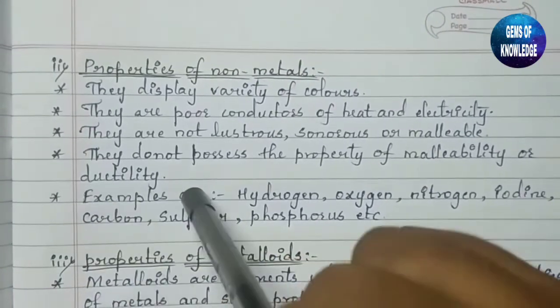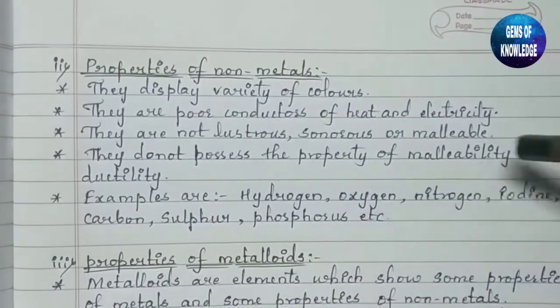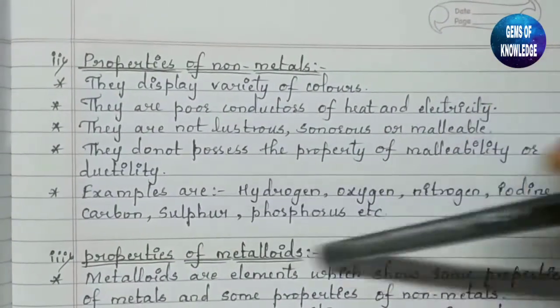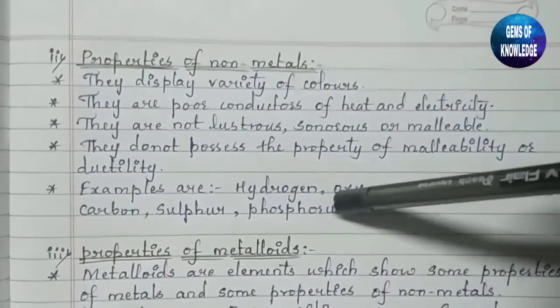Here the examples are hydrogen, oxygen, nitrogen, iodine, carbon, sulfur, phosphorus, etc. All these are examples of non-metals.